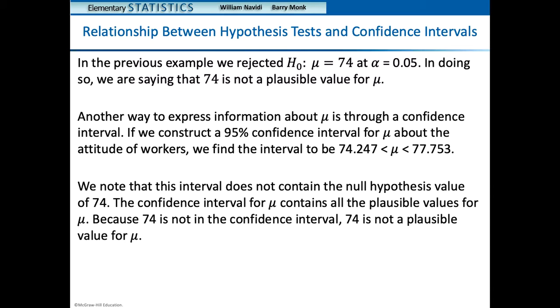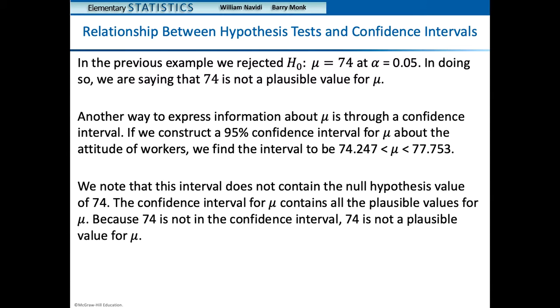For example, in the previous example, we rejected the null hypothesis. And the null hypothesis was a statement that mu equals 74. And we rejected it at the 0.05 level of significance. In doing so, we are saying that 74 is not a plausible value for mu, for the population mean, right? Because we rejected it, it's not a plausible value.